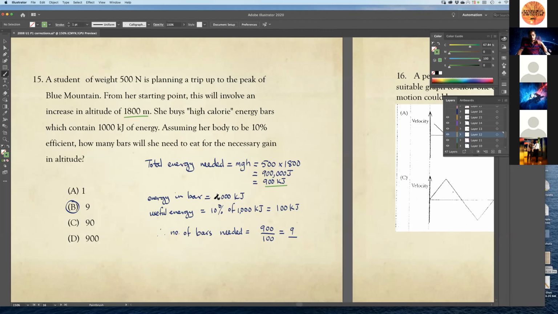Now each energy bar has 1000 kilojoules. But although it has 1,000 kilojoules, you don't get 1,000 kilojoules of useful energy when you eat it. The amount of energy you could actually use is, they say, a 10% efficiency. So if you have 1,000 joules, how much of that becomes useful? 10%, and 10% of 1,000 is 100. So every one of these bars you eat, you only get 100 kilojoules of energy. But you need 900 kilojoules to climb the mountain. So if you're getting 100 per bar and you need 900, obviously you need 9 bars. The answer is B. That's pretty straightforward.